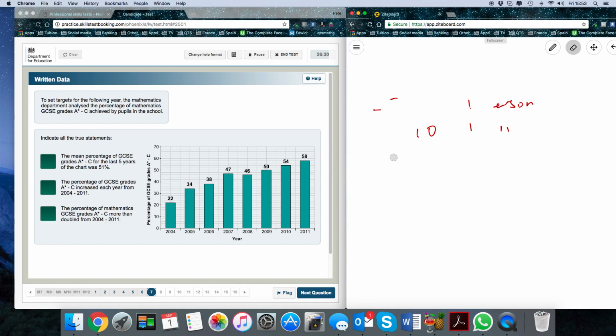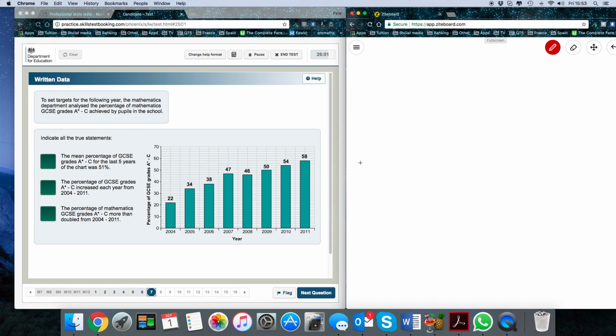Okay, so bar chart, and 3 statements. It's almost like 3 separate questions, and you treat them separately. If we have a look at the first statement, it's talking about the mean percentage of GCSE grades A star to C. To be honest, when you look at this, the bar chart is pretty much irrelevant because they're basically just giving you the numbers. So in 2009, you don't need to read off the height of the bar.